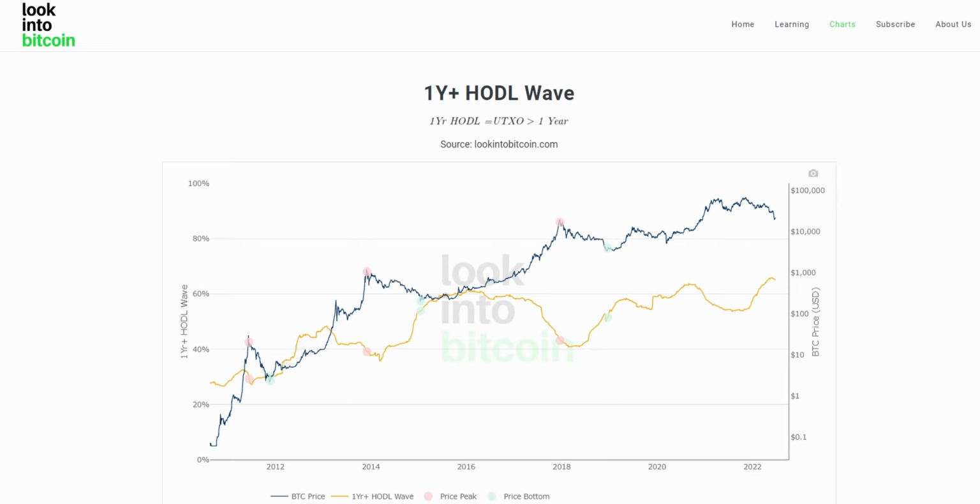Hi everyone, today we'll be going over the Bitcoin HODL Wave and how you can use this tool to help improve your Bitcoin investing and analysis.